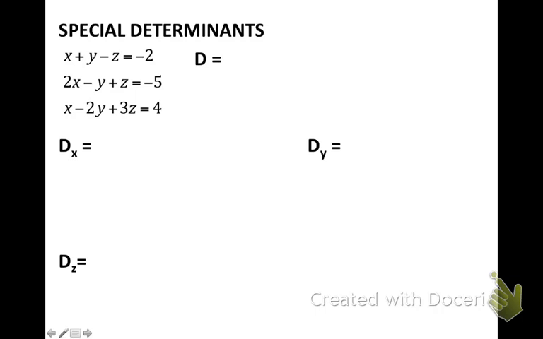So let's do our D first. So we got 1, 1, negative 1, 2, negative 1, positive 1, 1, negative 1, 3. And I'm just getting those, negative 2, 3. Good job. I'm just getting those from my coefficients of my x's, coefficients of my y's, coefficients of my z's.